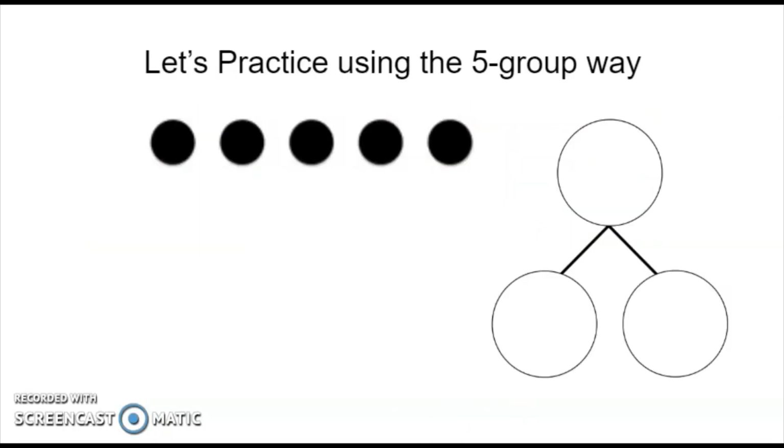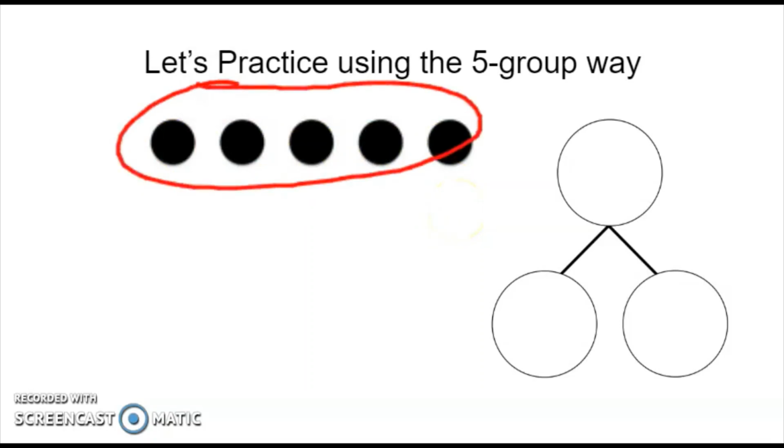Okay, let's practice using the 5 group way. How many dots do you think you see right here? That's correct. I also thought it was 5, but we can double check. 1, 2, 3, 4, 5. Now that I know that there are 5 in the group, I'm going to go ahead and circle it to show that it is a 5 group. And I'm going to write 5 right next to it, so I remember there are 5 in the group without having to count one by one.